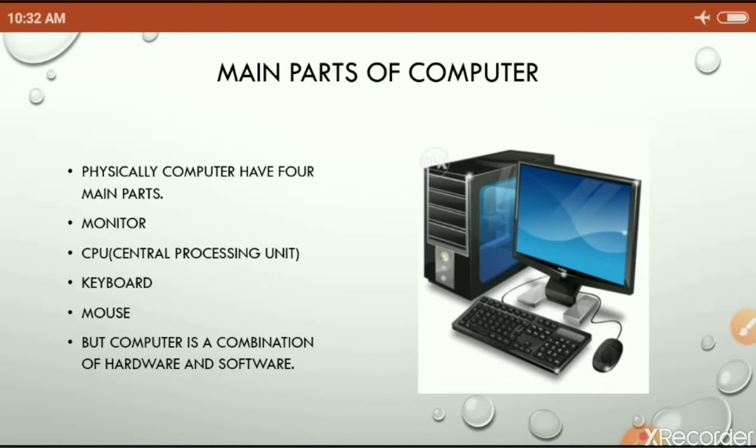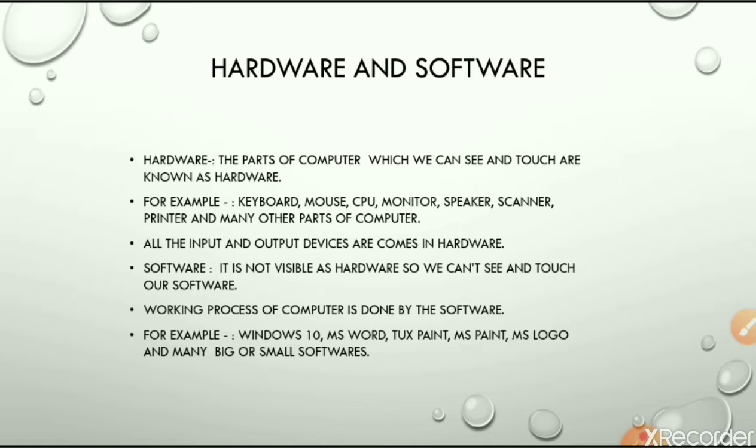But computer is a combination of hardware and software. Now what is hardware and software? Let's move to the next slide, which is about hardware and software. First is hardware. The parts of computer which we can see and touch are known as hardware. All the devices that are connected to the computer are called hardware. Some examples of hardware are keyboard, mouse, CPU, monitor, speaker, scanner, printer. All these devices we can see and touch. That's why they are called hardware.